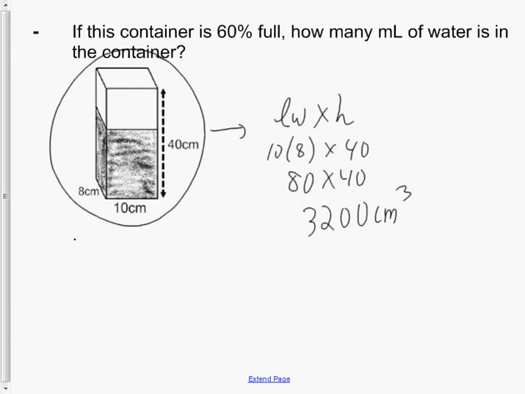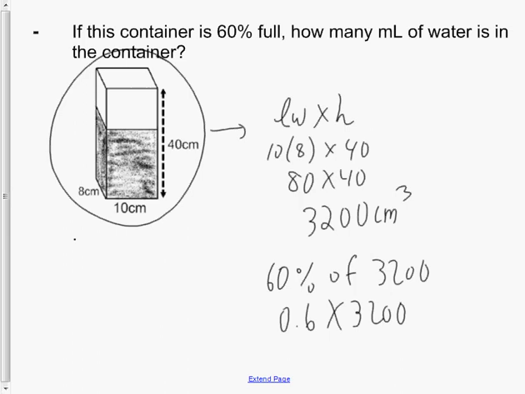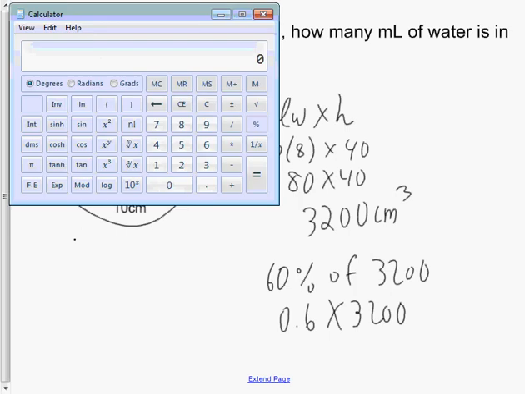Now, since it's 60% full, I take my calculator and go, what is 60% of the full volume? And the answer is 1,920 milliliters of water, or just under 2 liters.